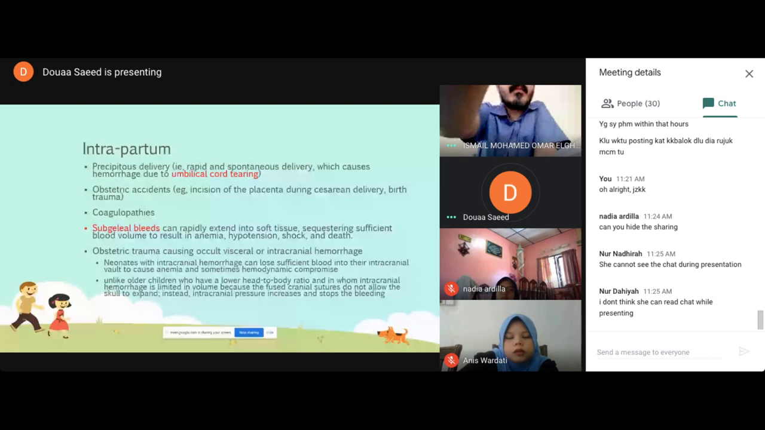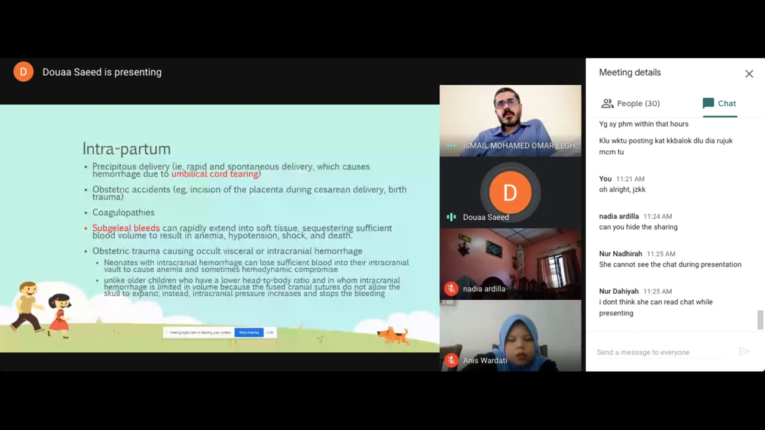So neonates with intracranial hemorrhage can lose sufficient blood into their intracranial vaults and cause anemia and sometimes hemodynamic compromise, such as hypovolemic shock, eventually leading to death. Unlike older children, who have fused cranial sutures that will not allow expansion, there'll be a buildup of intracranial pressure, and that may be able to stop the bleeding if it's so massive. And then they'll show signs of increased intracranial pressure. While in neonates, because sutures are not fused, there'll be fewer signs of increased intracranial pressure because there can be expansion into that intracranial space.